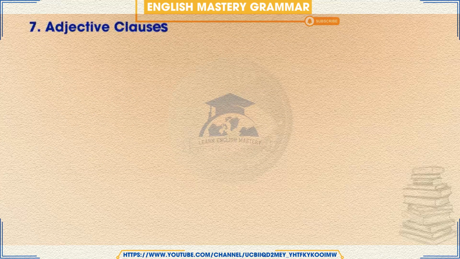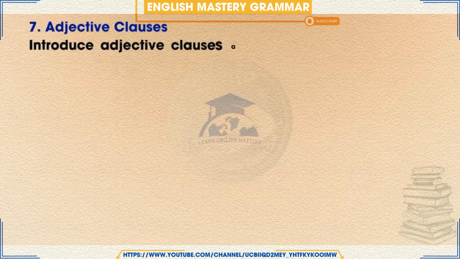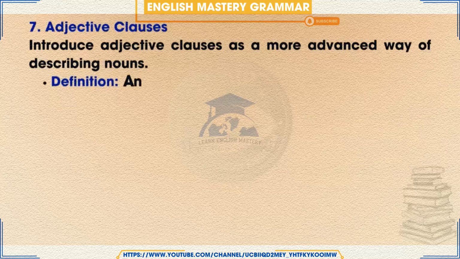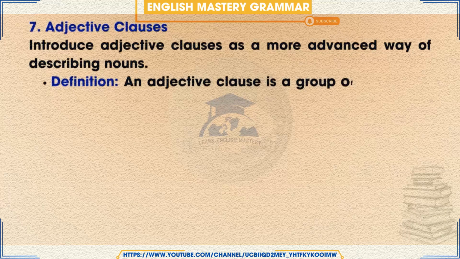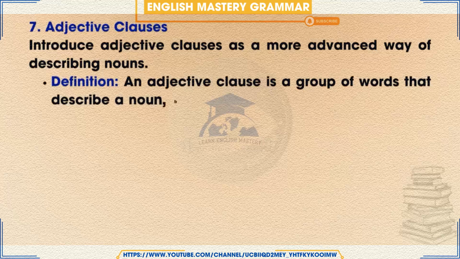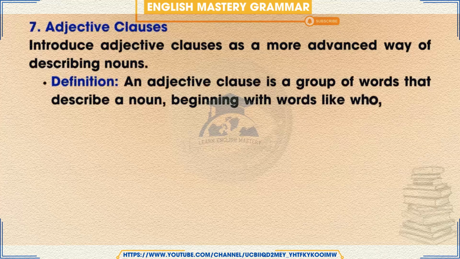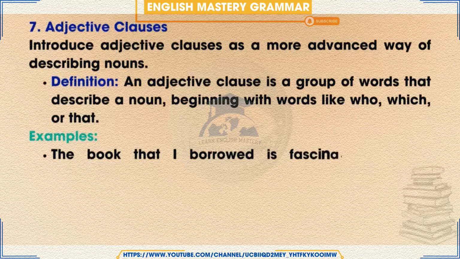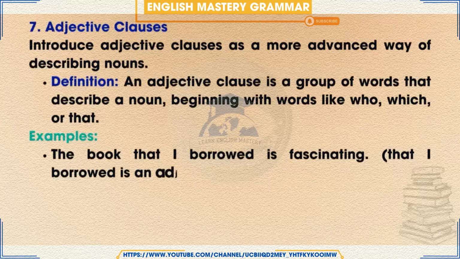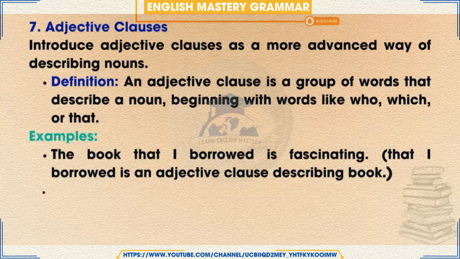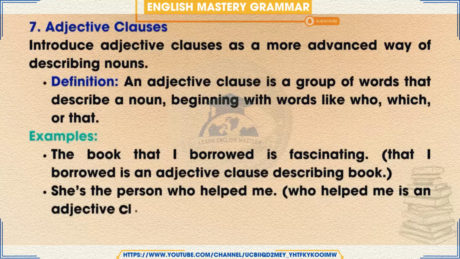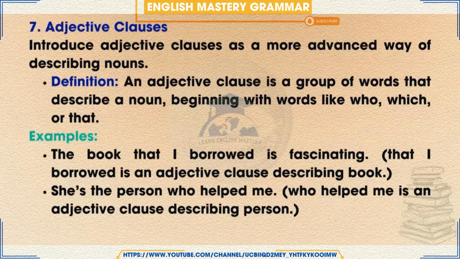7. Adjective clauses. Adjective clauses are a more advanced way of describing nouns. Definition: an adjective clause is a group of words that describes a noun, beginning with words like who, which, or that. Examples: The book that I borrowed is fascinating. That I borrowed is an adjective clause describing book. She's the person who helped me. Who helped me is an adjective clause describing person.